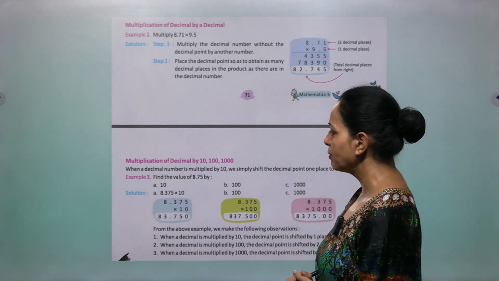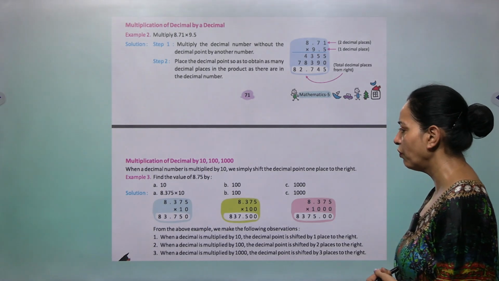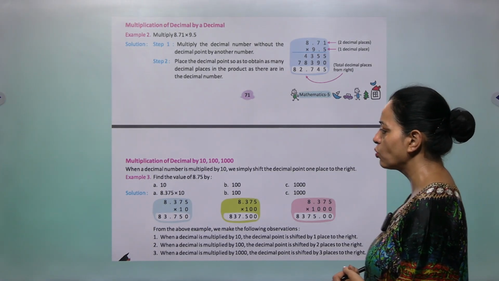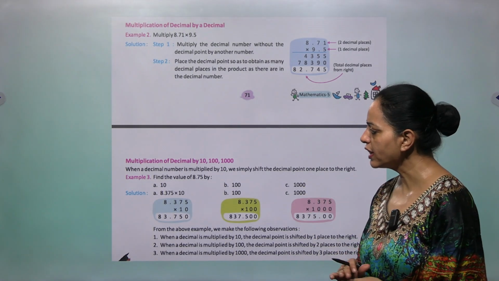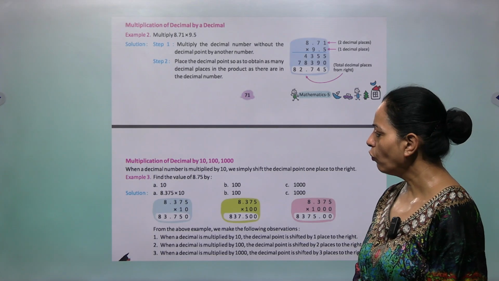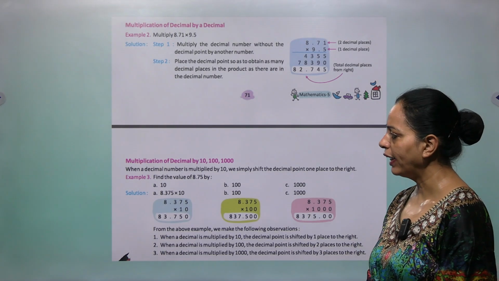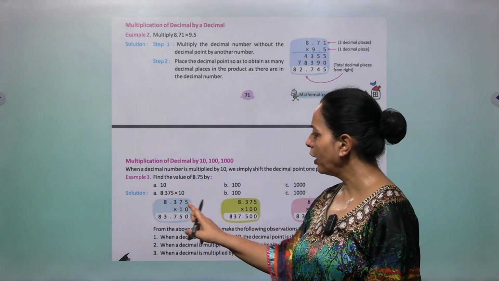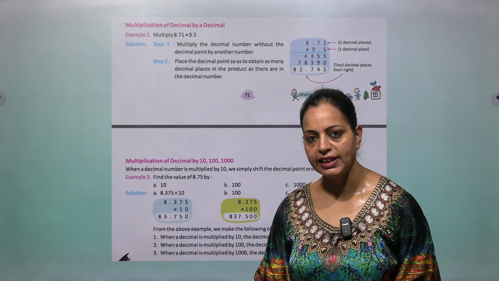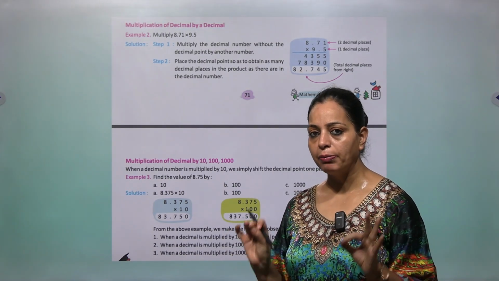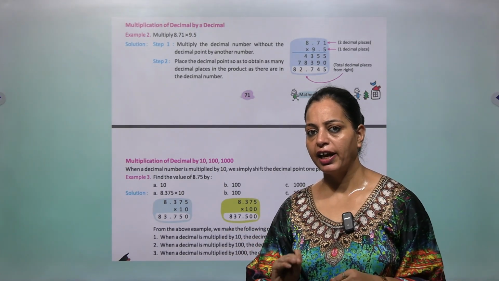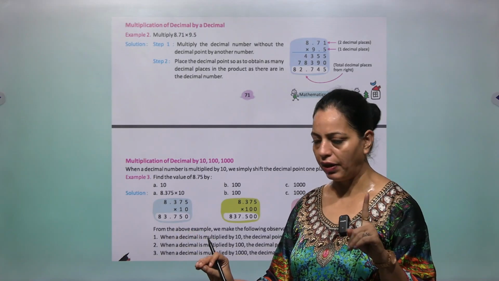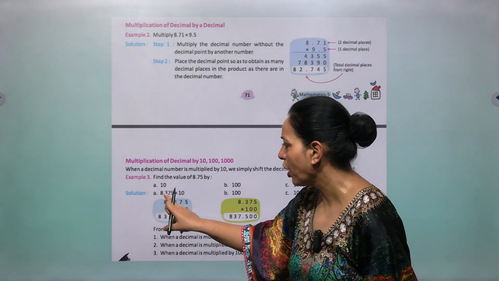Now multiplication of decimal by 10, 100 and 1000 is very easy. When a decimal number is multiplied by 10, we simply shift the decimal point one place to the right. So first example, find the value of 8.375 multiplied by 10. When you multiply by 10, you shift the decimal point to the right by one place. So what will your answer be?